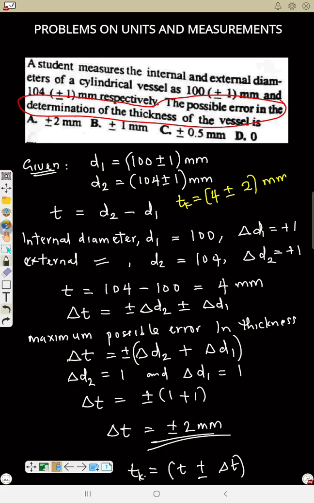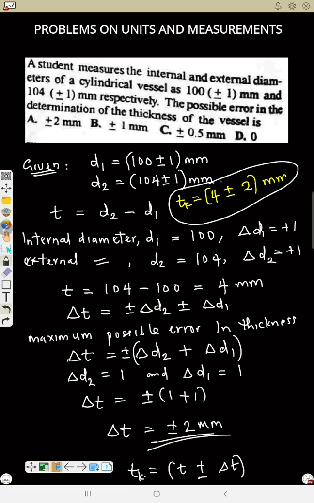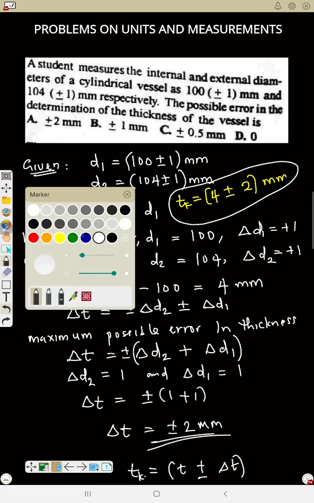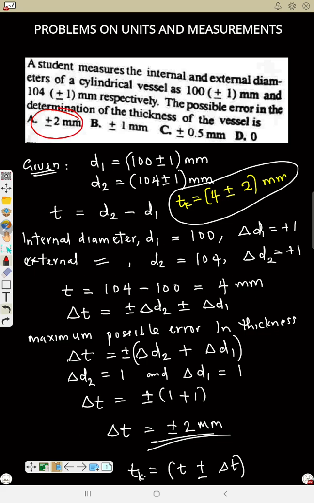So but if the question asks for the actual thickness, that is the measurement, the actual thickness can be 4 plus or minus 2. But the one we are using here is the B, so that means it is the A. So the correct answer is A, which is this one. So that is the possible error in determination of the thickness. So like that.